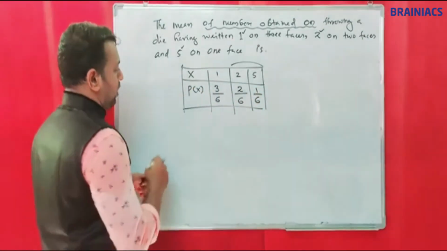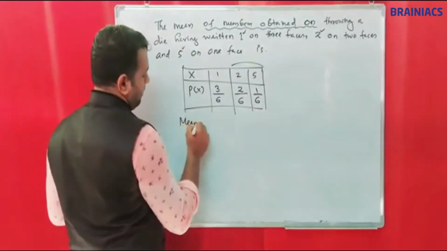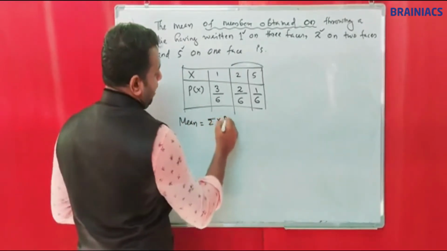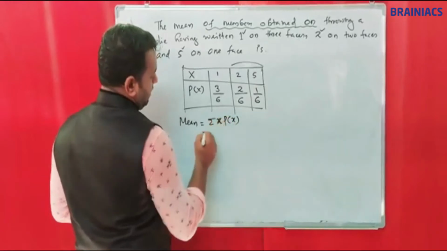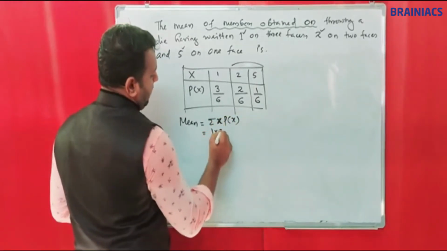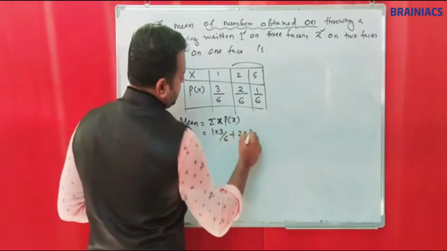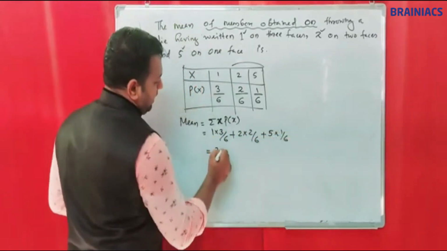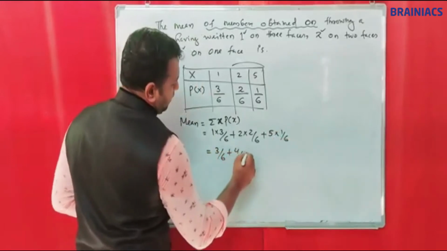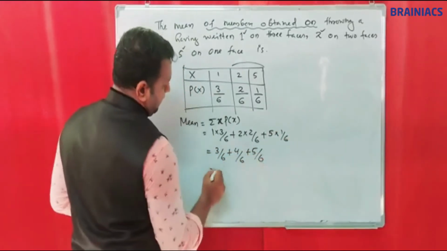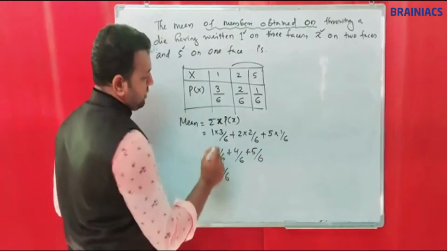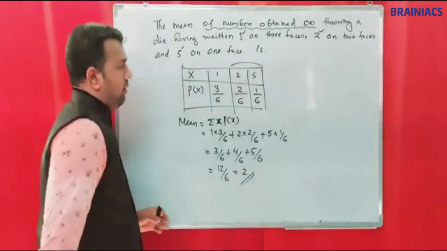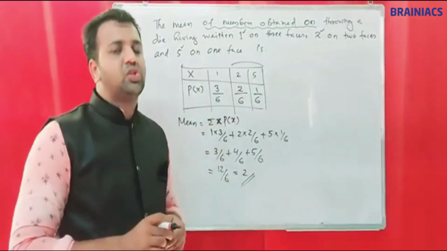Okay, so we have to find the mean. Mean is equal to sigma x into p of x. So 1 into 3 by 6 plus 2 into 2 by 6 plus 5 into 1 by 6. So the answer is 3 by 6 plus 4 by 6 plus 5 by 6, which is 12 by 6. Right? The answer is 2. The mean in this case is 2.